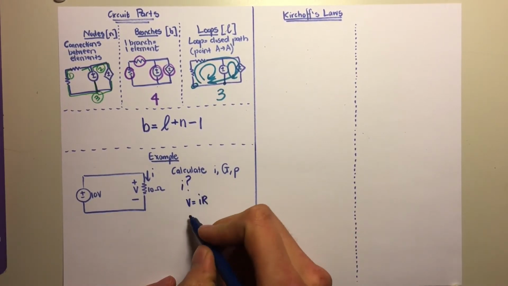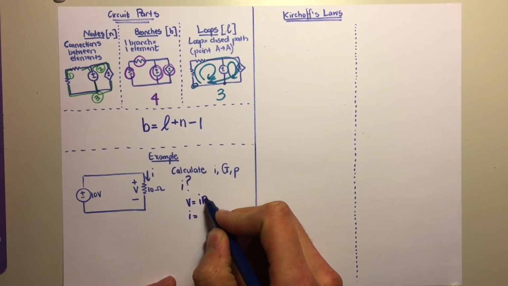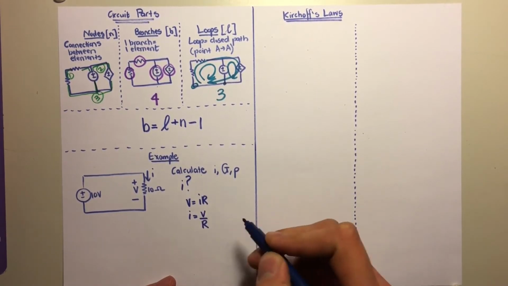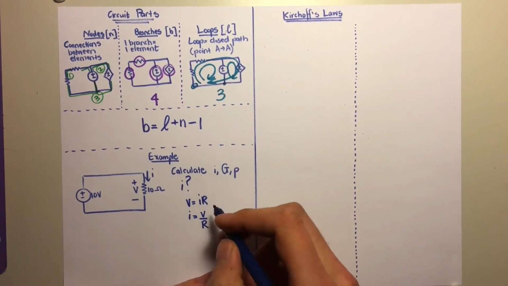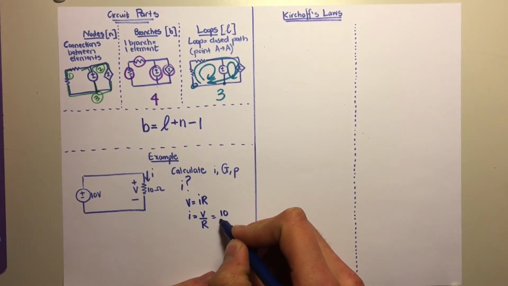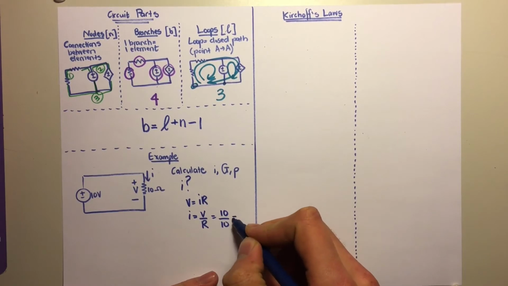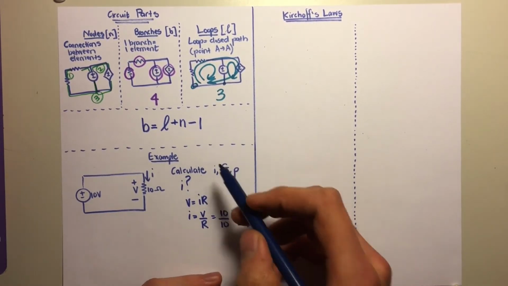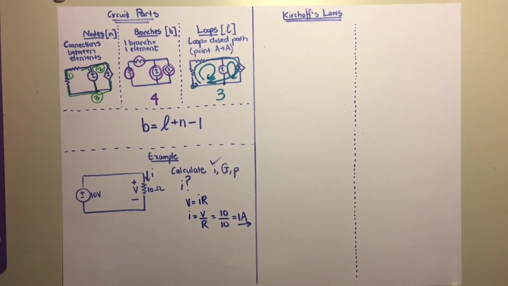So we want to work out current. So I'm just going to divide by R on both sides, which gives you V over R. And we have voltage 10. We have resistance 10. So current is 1 ampere. Okay, so that already solves the first question.